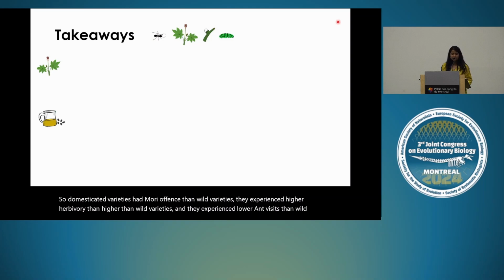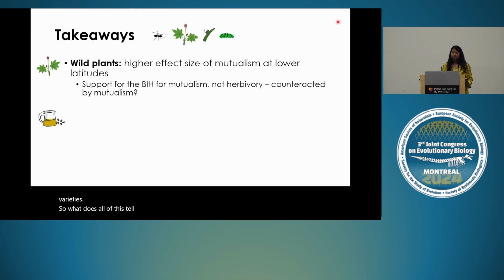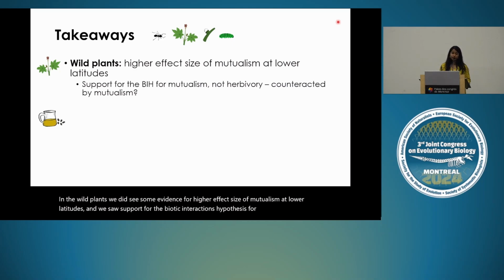So what does all of this tell us? In the wild plants, we did see some evidence for a higher effect size of mutualism at lower latitudes. And we saw support for the biotic interactions hypothesis for mutualism, but not for herbivory. This could be because even though there was a high abundance of herbivores, it could have been counteracted by strong mutualism, and this might be why the observed values were lower.